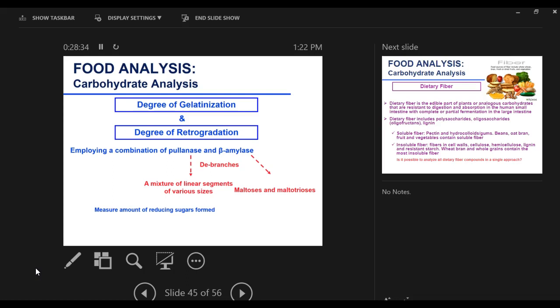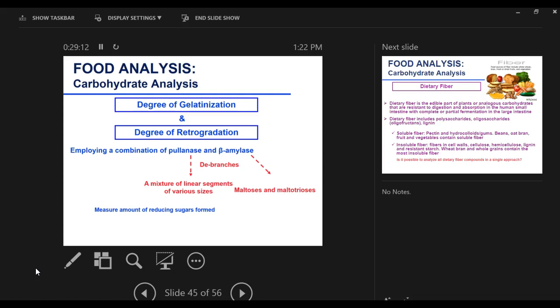If you think of starch, raw starch and retrograded starch are not digested by beta amylase and pullulanase. Okay? So raw starch and retrograded starch cannot be digested by pullulanase and beta amylase. Pullulanase is a debranching enzyme. Beta amylase is the enzyme that cuts two at a time or three at a time, so maltoses or maltotrioses.